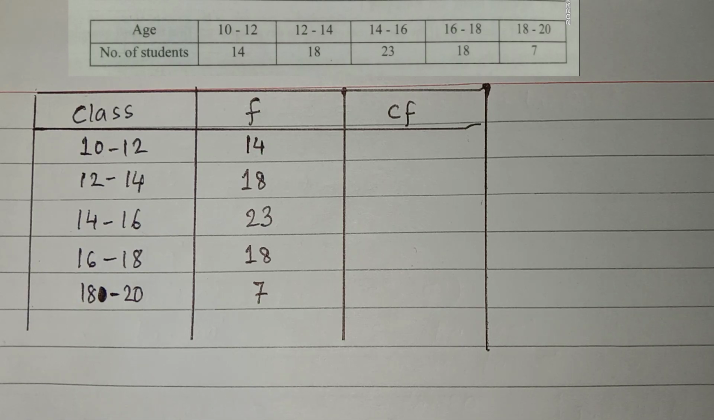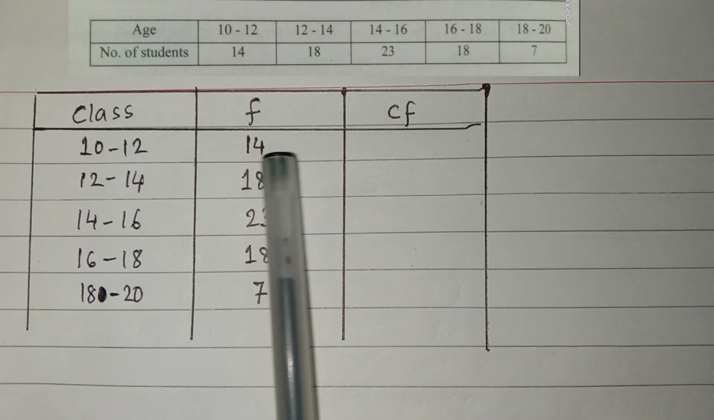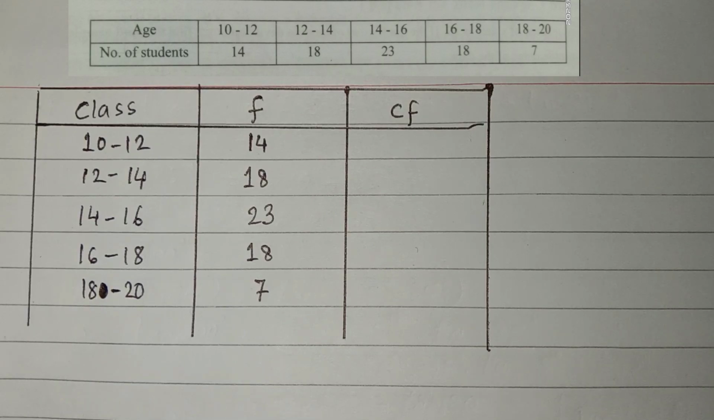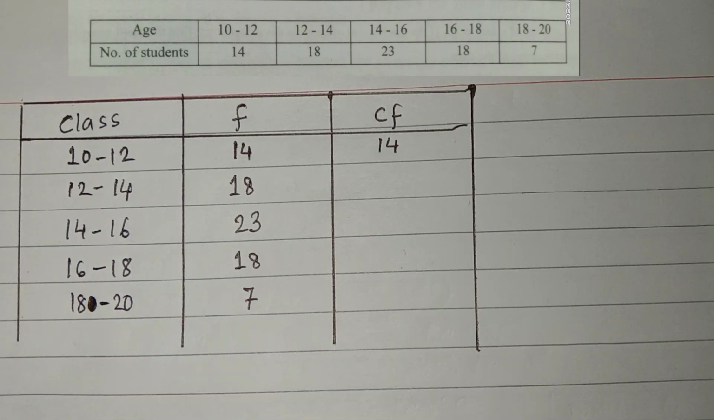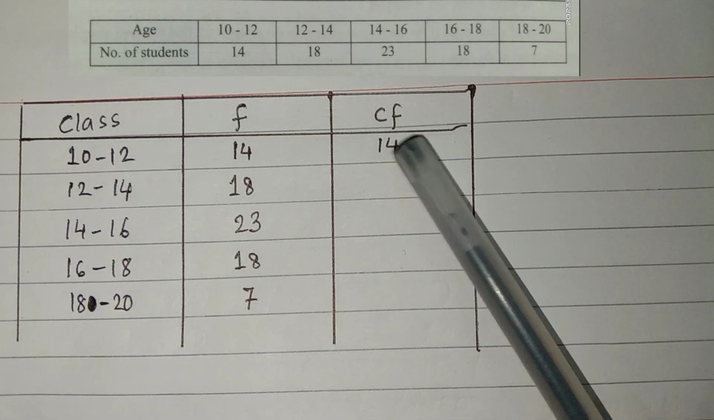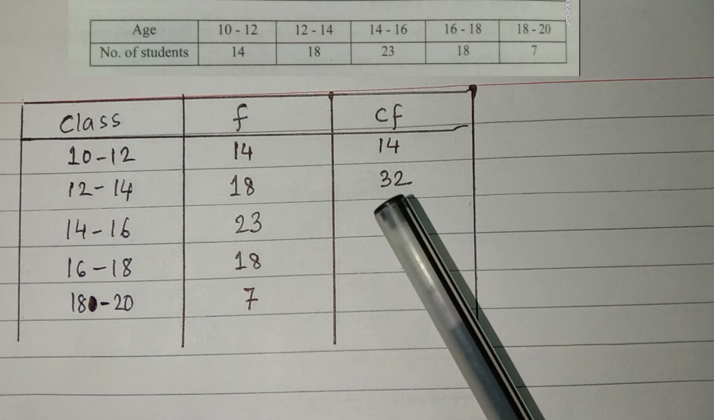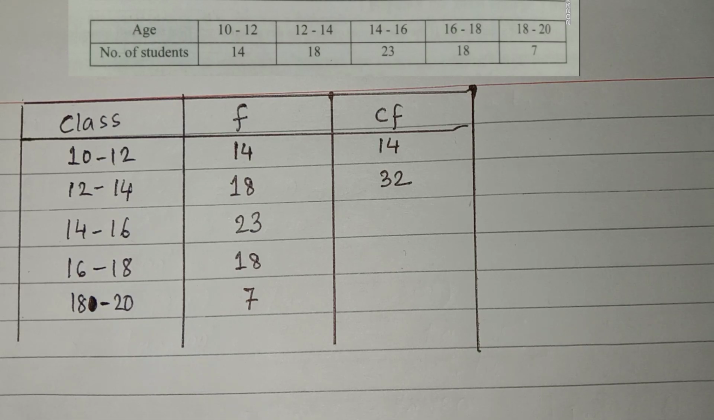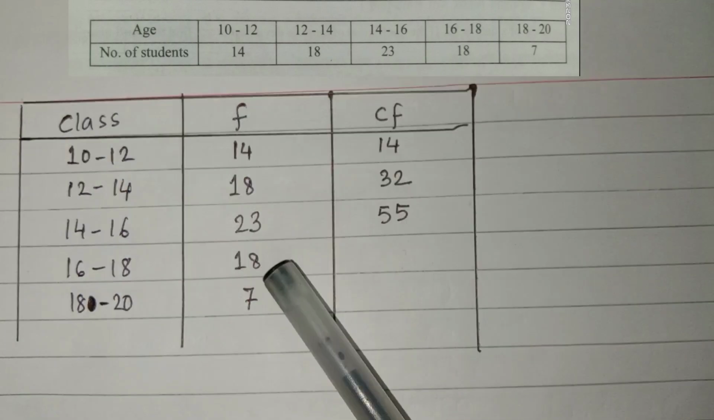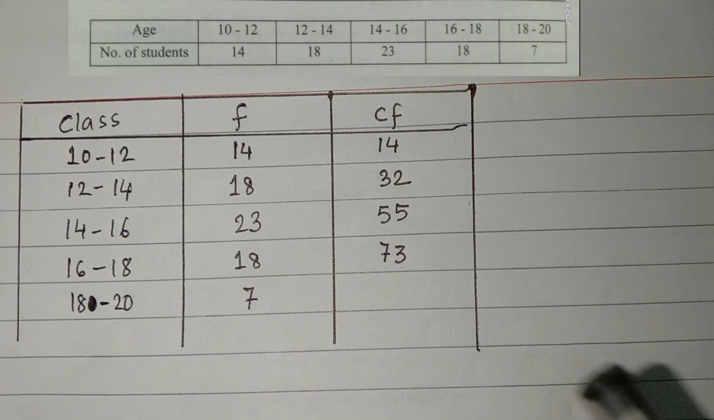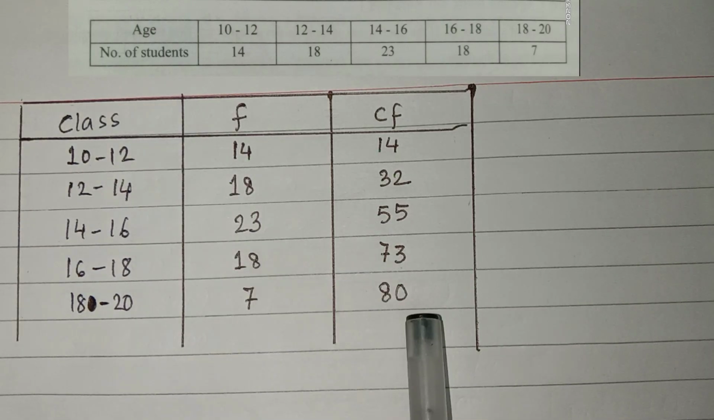Now we are going to calculate the cumulative frequency. For the very first field, this frequency will be the cumulative frequency in this table. Now in the next, we add this frequency with this frequency. So 14 plus 18, we get 32. And now we add this to this field. So 32 plus 23, we have 55. Similarly, this 55 plus 18, we have 73. And this 73 plus 7 is 80. Now the sum of this frequency is 80, so we can write here n equal to 80.